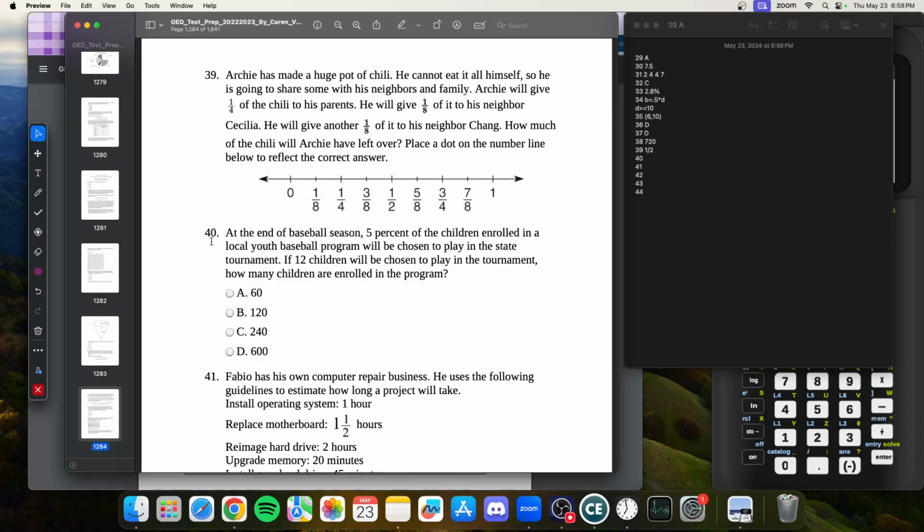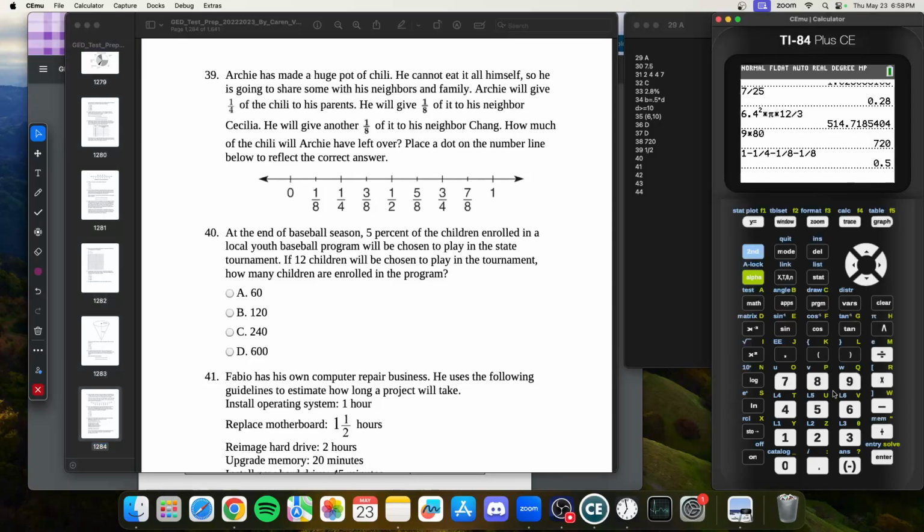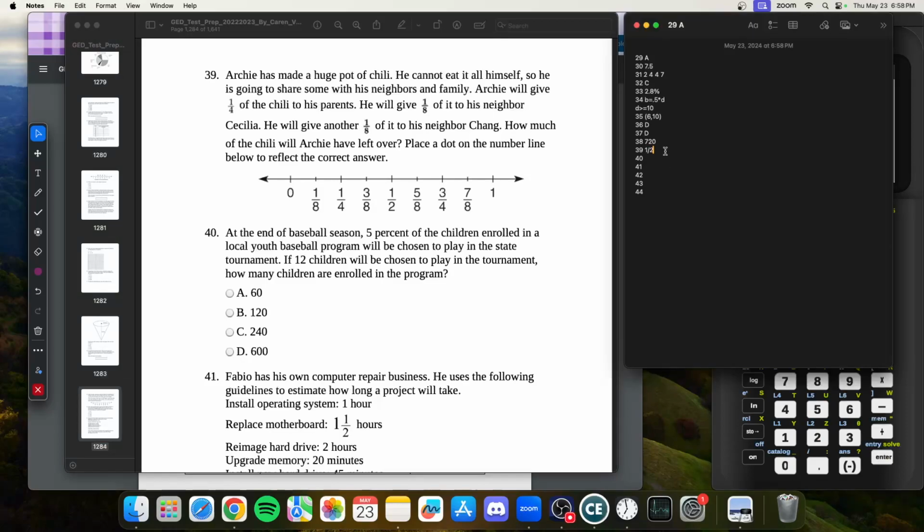At the end of the baseball season, 5% of the children enrolled in the local youth baseball program will be chosen to play in the state tournament. If 12 children will be chosen to play in the tournament, how many children are enrolled? 5% of x equals 12. So you do 12 divided by 0.05 to get 240.